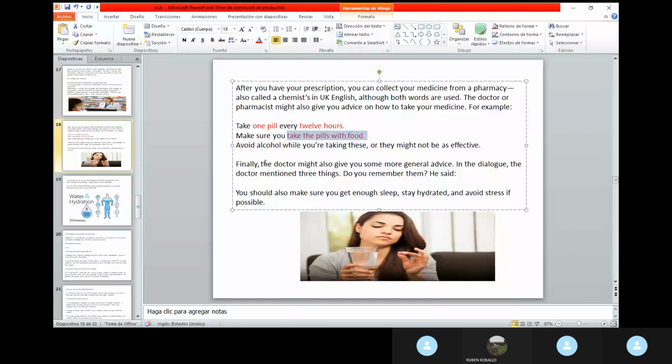Okay, being hydrated is very important if we are ill, because 60% of our body is water. When we are ill, water is very important. Okay, the doctors' most common advice is to stay hydrated, drink a lot of water.